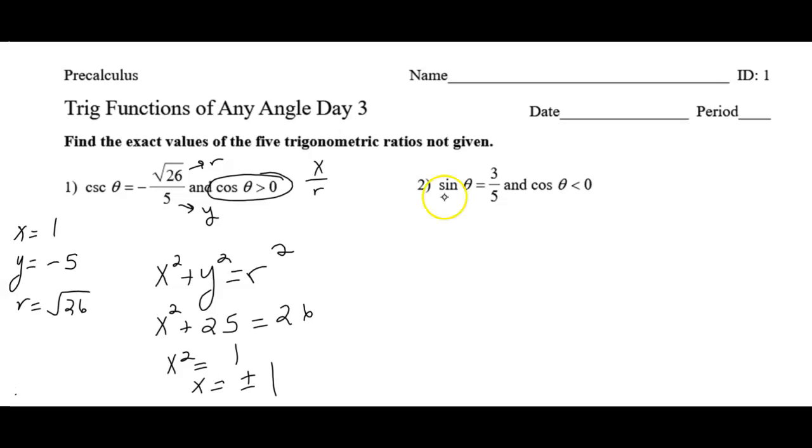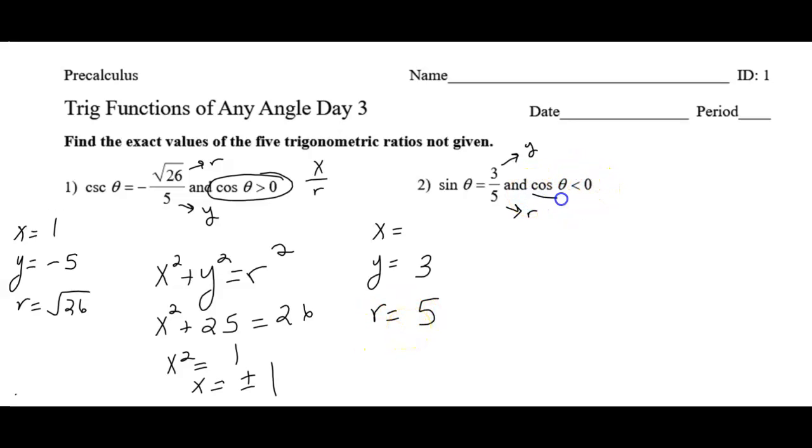For this one here, I'll just kind of get you started. Sine, so sine is the reciprocal of cosecant, right? So sine is y over r. So if I have my x equals, my y equals, my r equals, I know that y is 3. I know that r is 5. R is always positive.